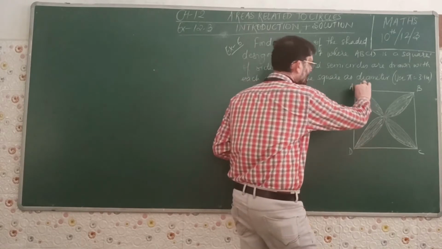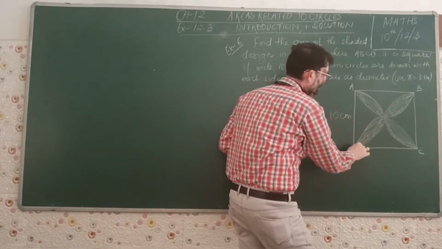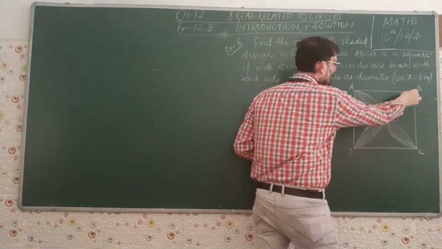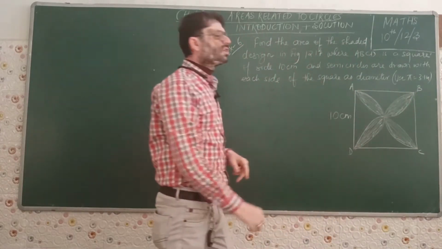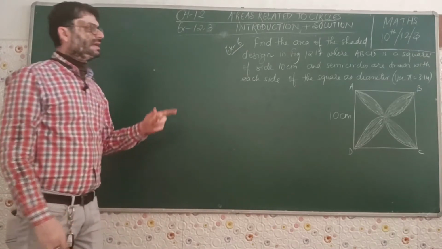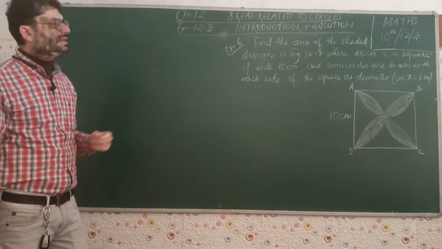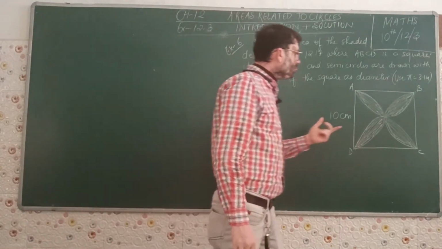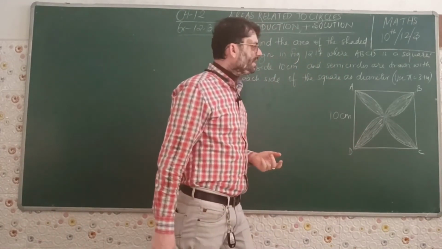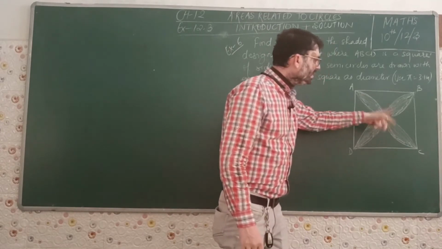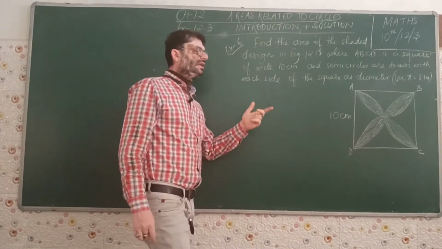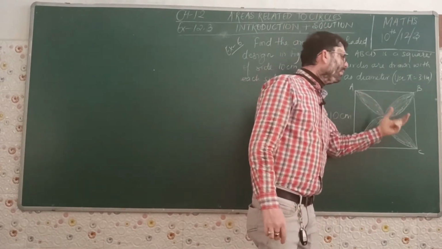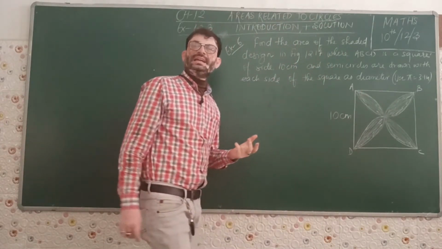The semicircles are drawn. This is a semicircle, this is a semicircle. Semicircle is drawn with diameter as the side of the square. That means the diameter of each semicircle is the side of the square, that is equal to 10 centimeter. We need to find the area of the shaded region. In the previous question also we discussed that area of the shaded region can be calculated by area of the total square minus area of unshaded region.